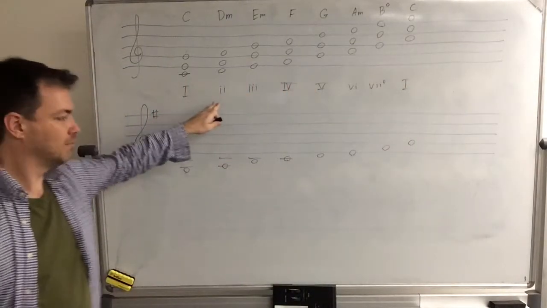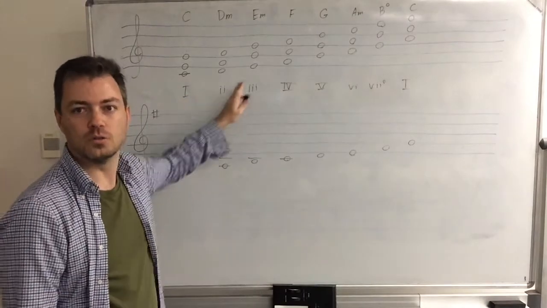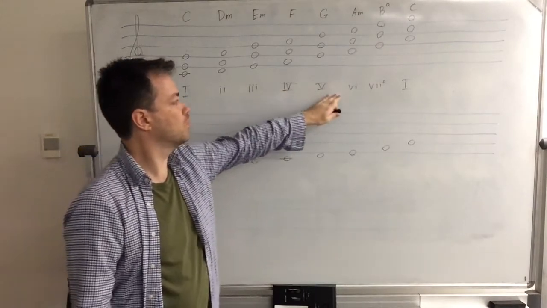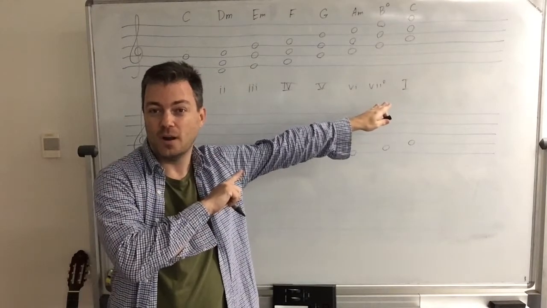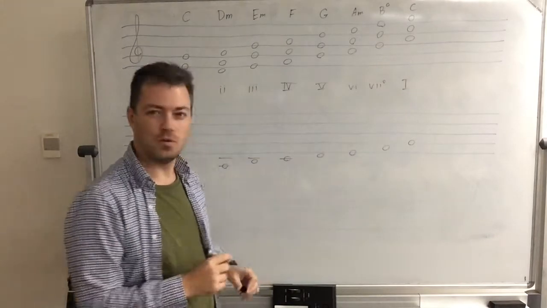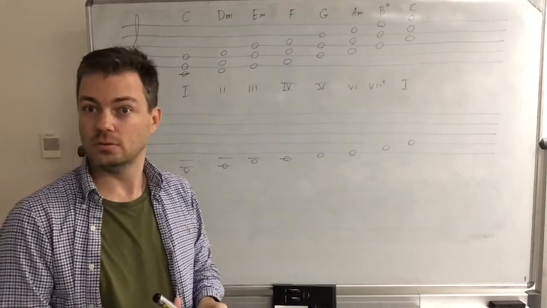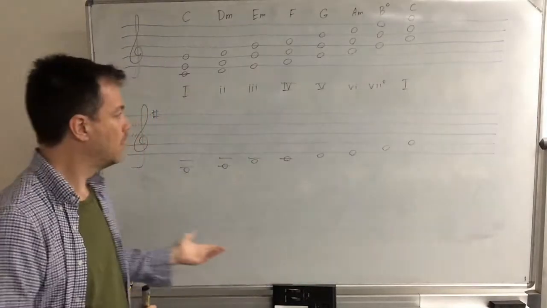Okay, so as I said, hopefully you know what they are. So we have chord 1, chord 2, chord 3, chord 4, chord 5, chord 6, chord 7, and we don't use chord 8. We go back to 1. Okay, so we don't refer to it as an 8 chord. We just call it 1. Okay?